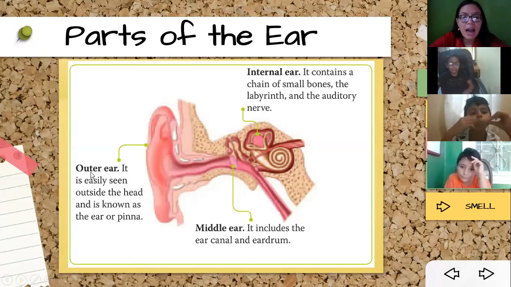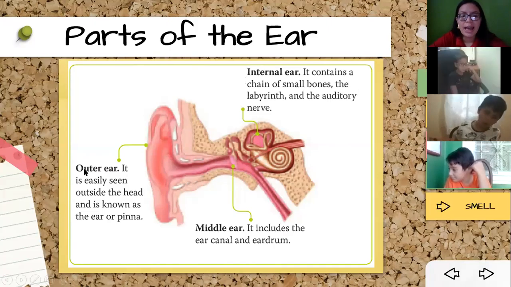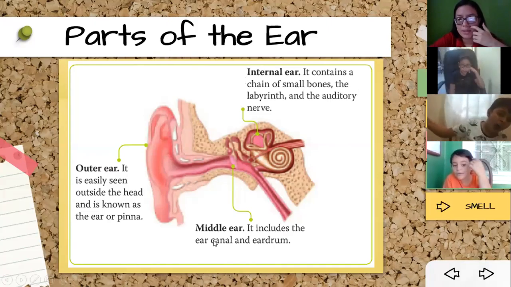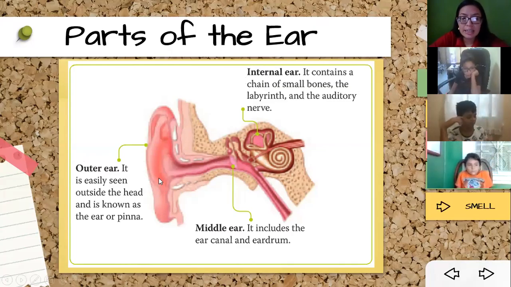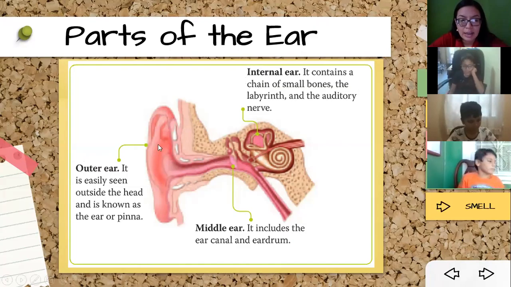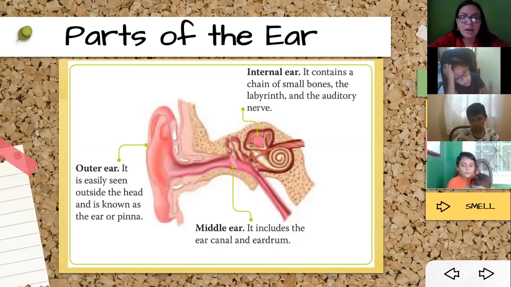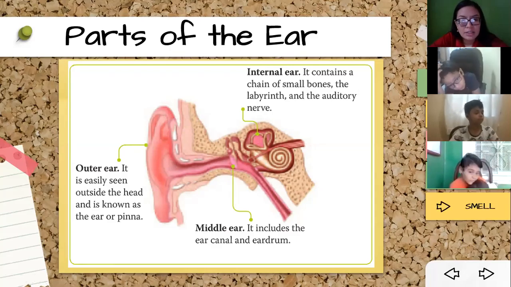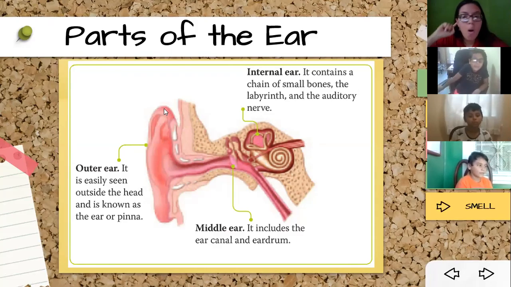So what are the 3 parts of the ear? Repeat after me. Outer ear, middle ear, internal ear. Let's repeat it again. What are the parts of the ear? Outer ear, middle ear, and internal ear. The outer ear is easy, it's what we see outside of the head, and it's known as the ear or pinna. It has 2 names, ear or pinna.